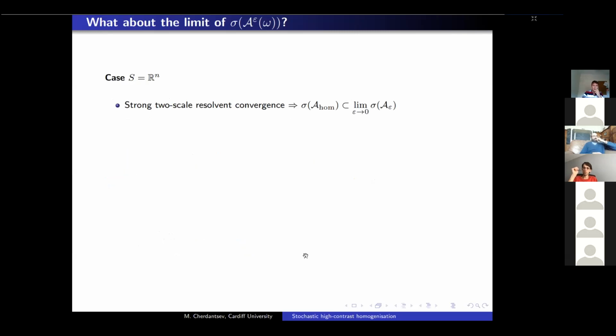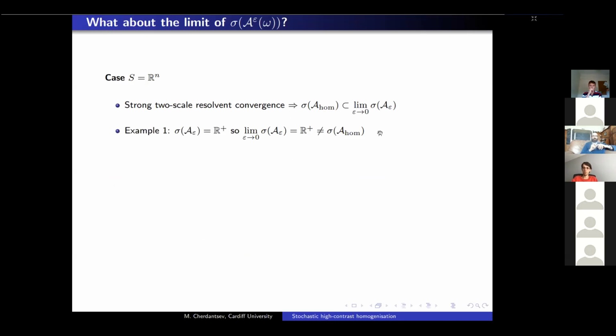Now, what happens in the whole space setting? So the two-scale resolvent convergence still holds. The argument is exactly the same as in the bounded domain setting. So you have inclusion of the spectrum of A home into the limit of the spectrum of A epsilon.